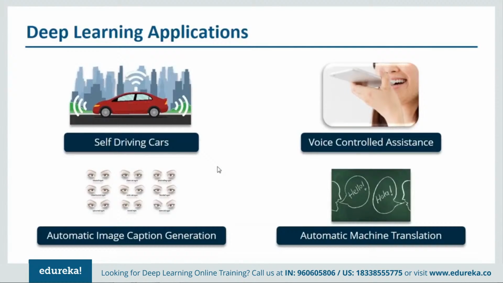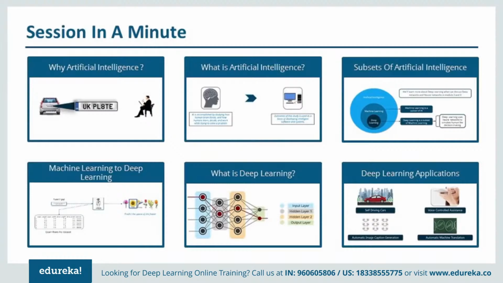So this is it for today's session on what exactly is deep learning. We'll move forward and I'll just give you a quick summary of what all things we have discussed. First we saw why we need artificial intelligence. Basically, things that humans cannot perform, we want a machine to learn and do those tasks for us. Then we understood what exactly is artificial intelligence and what are the various subsets of artificial intelligence like machine learning, deep learning, etc. So we first focused on machine learning.